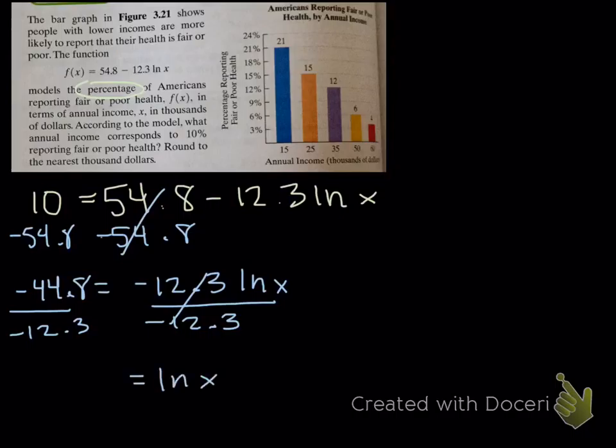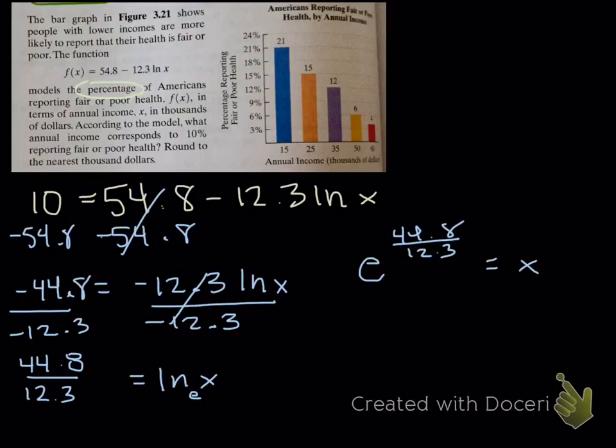You could either leave it as a fraction to get the most accurate answer, or you could put it as a decimal. I'm just going to leave it as a fraction. I will clean up the fact that they're both negative, so I'm just going to say that this is a positive 44.8 divided by 12.3. If you are going to put it as a decimal, I recommend going to 3 decimal places. Now to get this out of log form in order to solve for x, I need to put it in exponential form. I know that it's implied that my base is e right here, so I would say e raised to the 44.8 divided by 12.3 equals x.